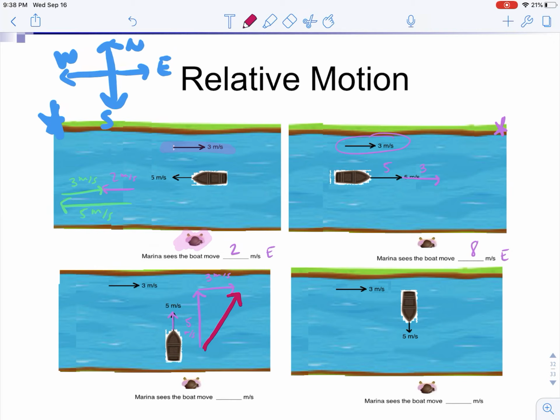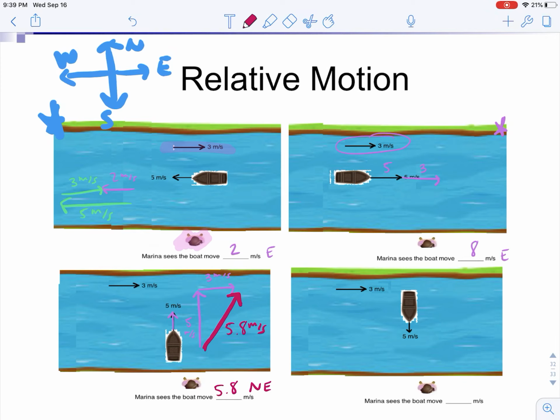Be careful here. This is not a 3, 4, 5 triangle because the 5 is not on the hypotenuse. So the real hypotenuse would be about 5.8 meters per second. And I can just say that's northeast.